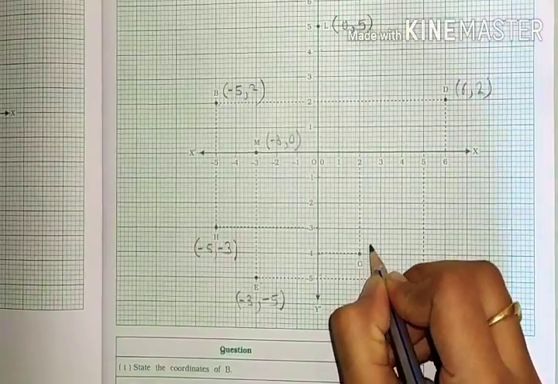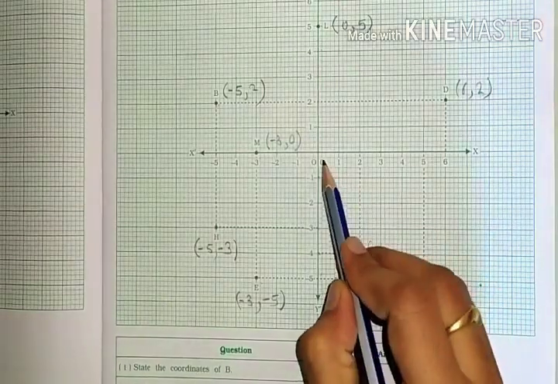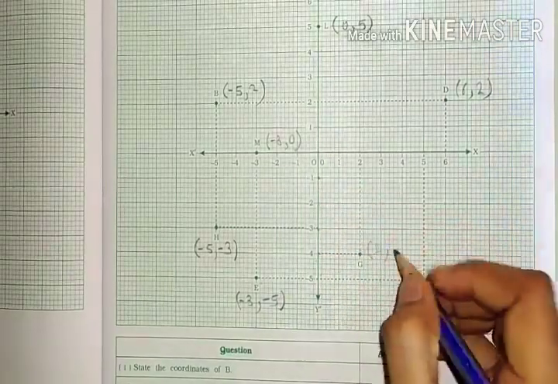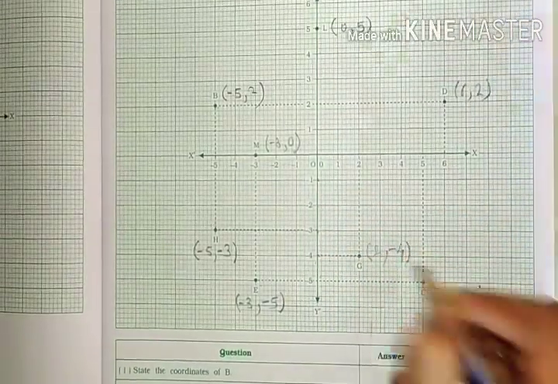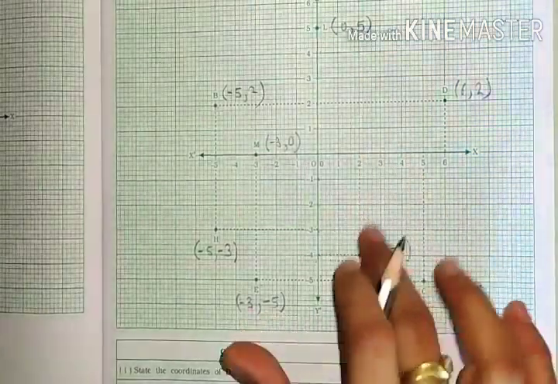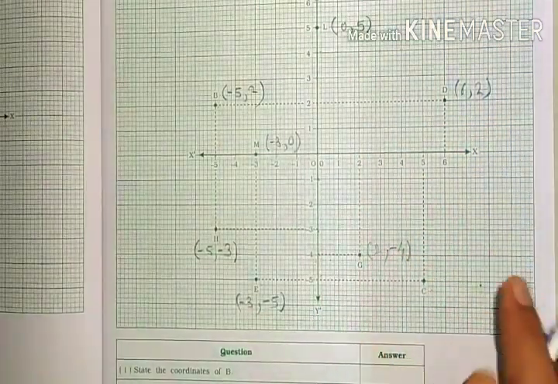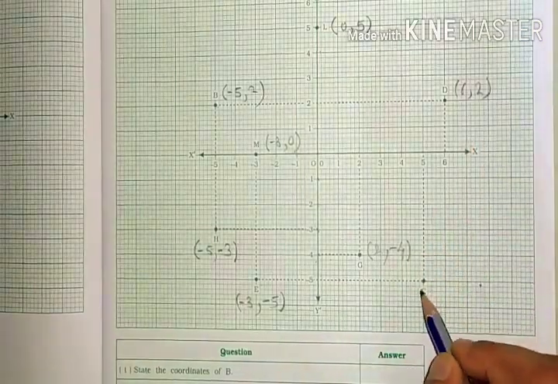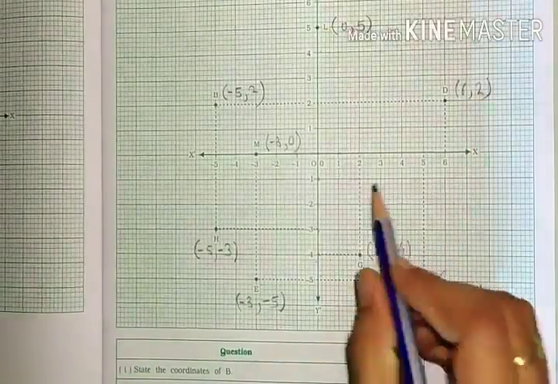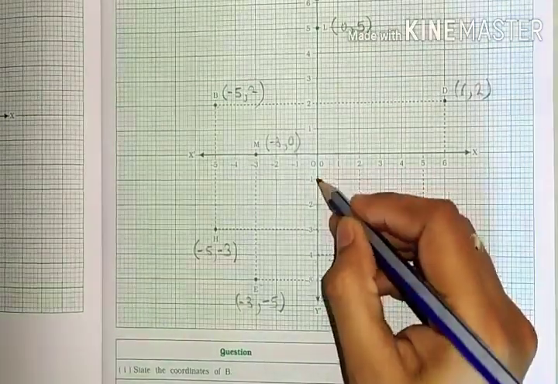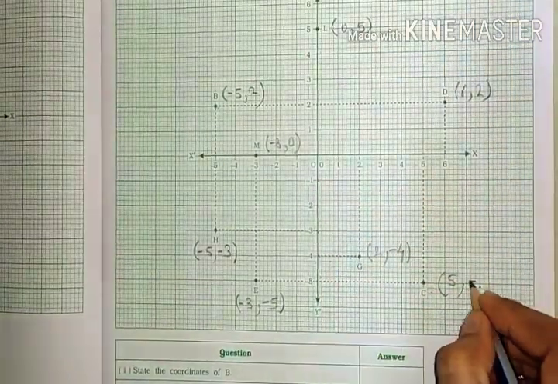The coordinate of G. The x coordinate of G is equal to 2 and the y coordinate of G is equal to -4. G is located in the fourth quadrant. Therefore, the y coordinate is negative. The point C, x coordinate is 1, 2, 3, 4, 5 and the y coordinate of C will be -5.